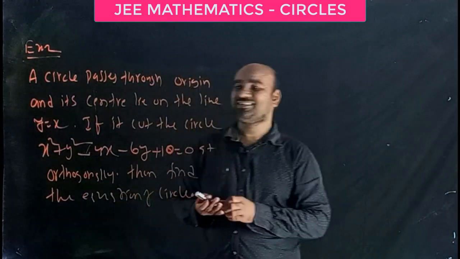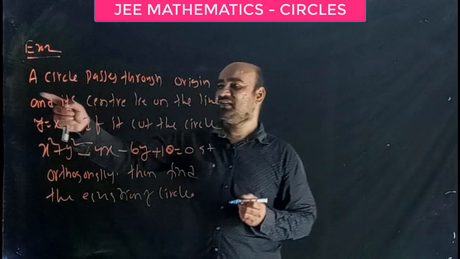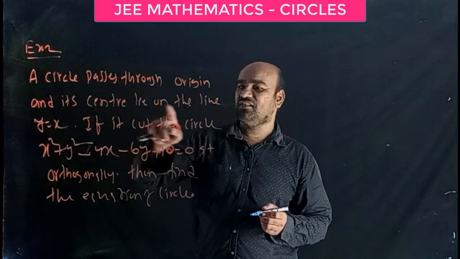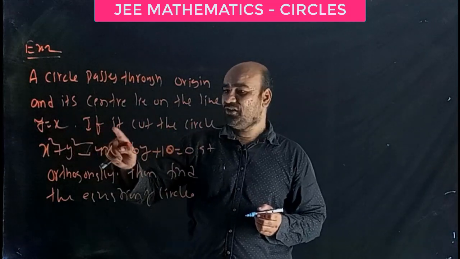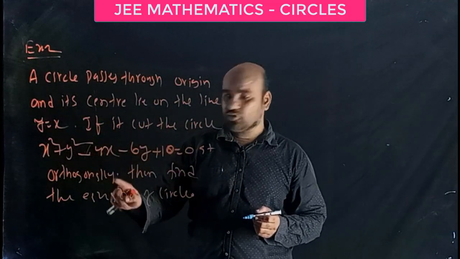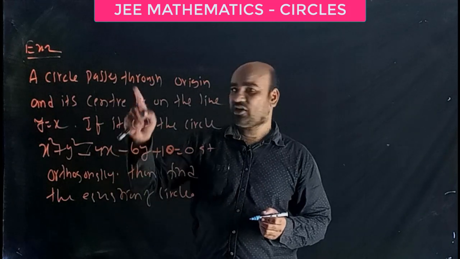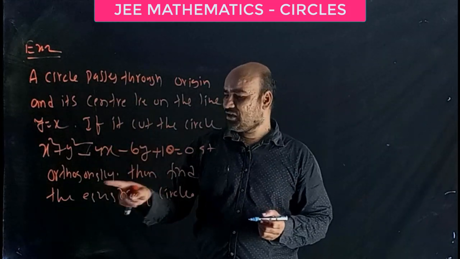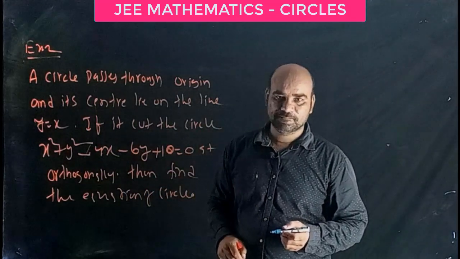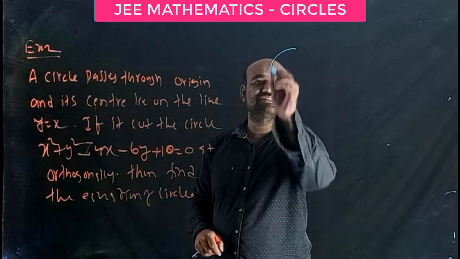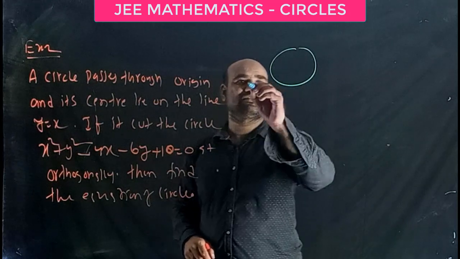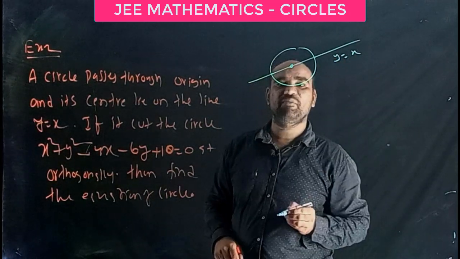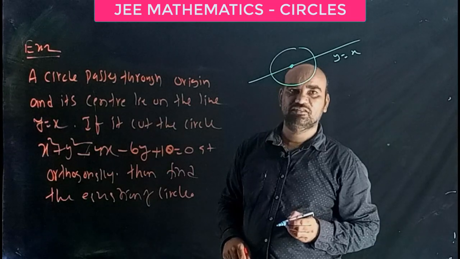Okay students, our example 2, an interesting one. A circle passes through origin and its center lies on the line y equal to x. If it cuts another circle orthogonally, means the required circle and the given circle are perpendicular to one another, then find the equation of such a circle. Okay, the required circle is this. The center lies on y equal to x. This diameter equation is y equal to x only.